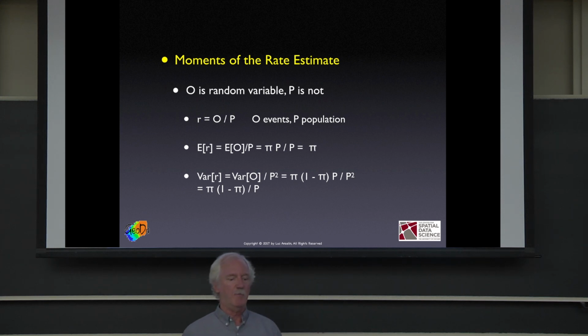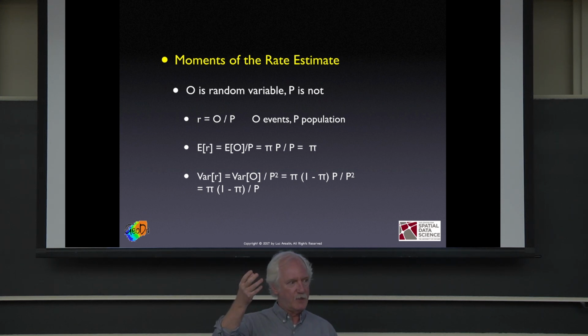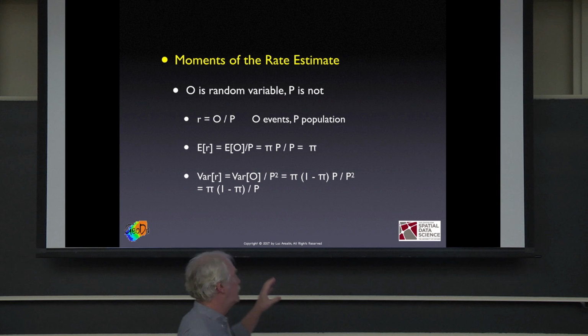Okay, what about the variance? Again, variance of the numerator over P squared. For variances, you have to square it. So we plug in these values. We see now that there's P in the numerator, P squared in the denominator. So we divide by P.